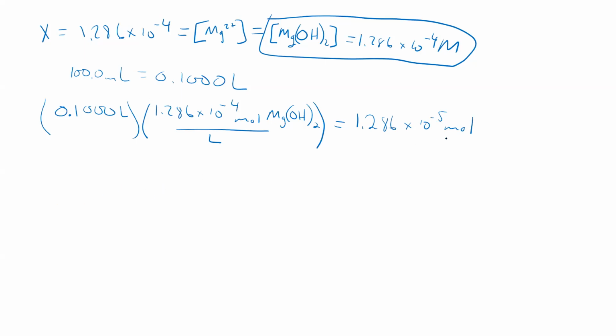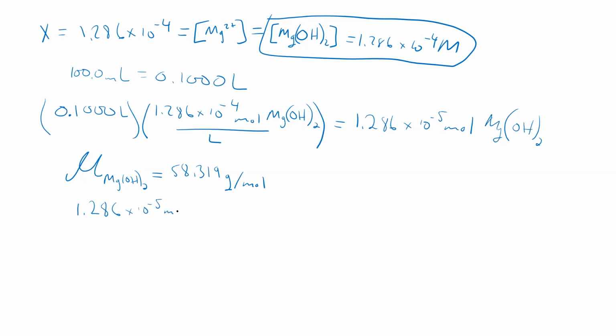And so that value is moles of magnesium hydroxide, and knowing the molar mass of magnesium hydroxide is 58.319 grams per mole, we can use that to figure out the solubility based on the number of moles we just calculated. So 1.286 times 10 to the minus 5 moles times 58.319 grams per mole should wind up with 7.46 times 10 to the minus 4 grams of magnesium hydroxide in that 100 milliliters.